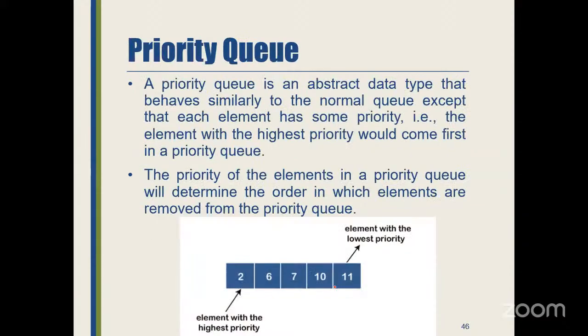The next one is the priority queue. In the last session, we already covered the coding part of the linear queue and circular queue also. So let me tell you a few points about a priority queue. A priority queue is an abstract data type that behaves similarly to the normal queue, except that each element has some priority. Every element has some priority. Priority means the element with the highest priority would come first in the priority queue.